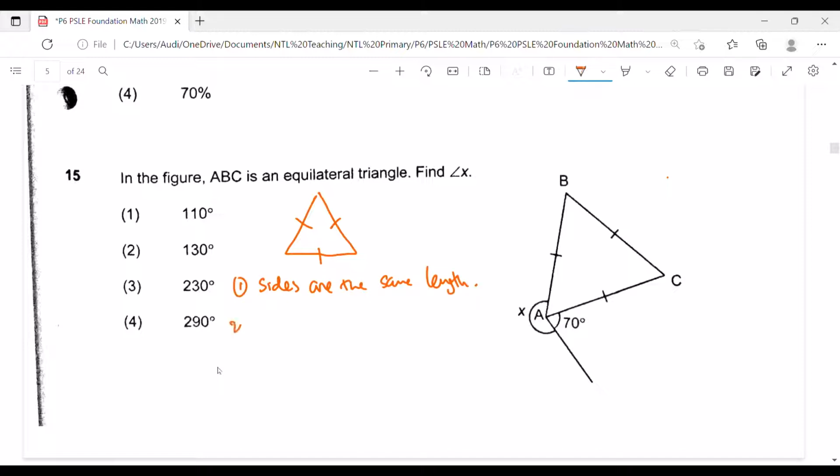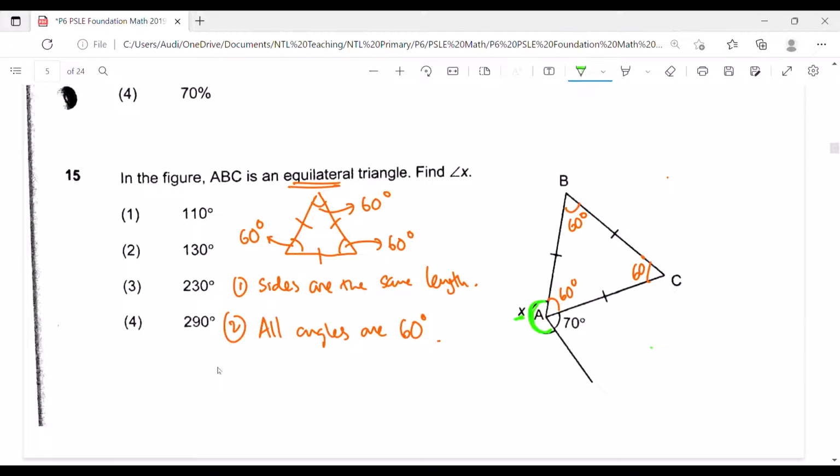So number 1, sides are the same length. 2, when they talk about equilateral triangle, each angle is 60 degrees. Must be 60 degrees. This is something you have to memorize. Please remember. All angles are 60 degrees. Now with this information, we put 60 degrees here, 60 degrees here, 60 degrees here. Now they want us to find angle X, which is this angle here.